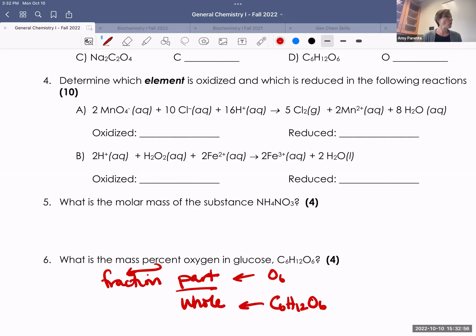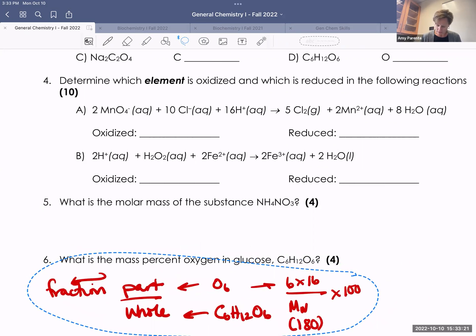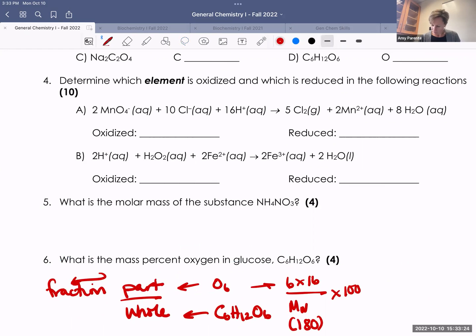So what I'm going to do is take the weight of each of those. The oxygen is going to be 6 times 16, which is the molecular weight of oxygen, and then I'm going to put it over the molecular weight of glucose, which is going to be 180. Okay, so I multiply that by 100, and that ends up being 53.3%. Make sense? Other ones from this page.